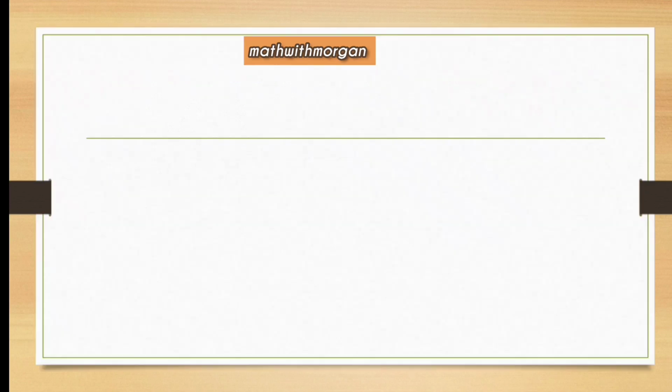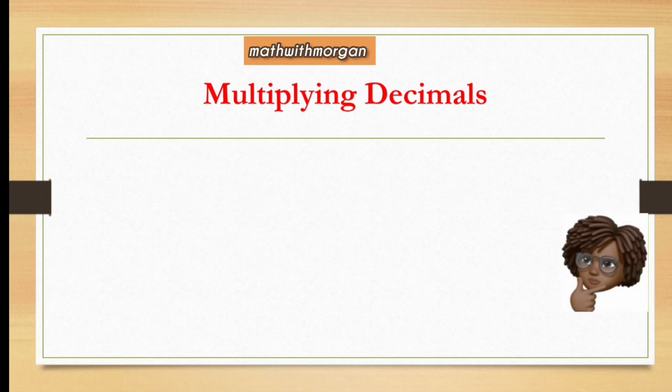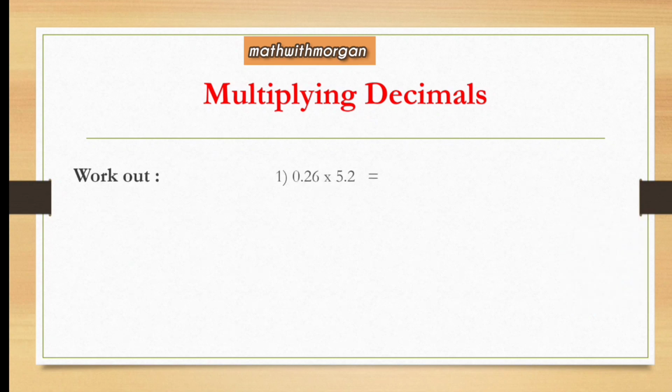Okay, so we're going to start off with multiplying decimals. I think the easiest way or the best way to go about this is with an example. So over here, we're going to work out 0.26 times 5.2.